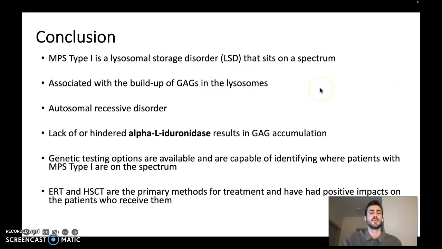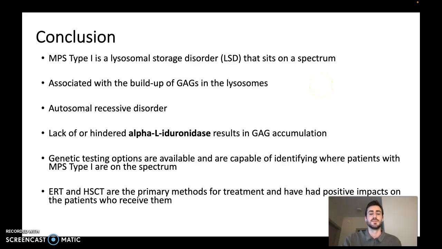So to conclude, wrap everything up, MPS type I is this lysosomal storage disorder that again sits on that spectrum, with Hurler syndrome being the most severe, Hurler-Scheie being intermediate, and Scheie being the more mild form of the disorder. And it's associated with the buildup of those glycosaminoglycans, heparan and dermatan sulfate, in the lysosomes. Inheritance pattern is autosomal recessive, meaning, again, you have to have two parents who either have a mutant copy, or are a carrier, or are afflicted with the disorder to produce offspring that will have MPS type I. And it's that lack of or hindered alpha-L-iduronidase enzyme that results in that glycosaminoglycan accumulation in lysosomes.